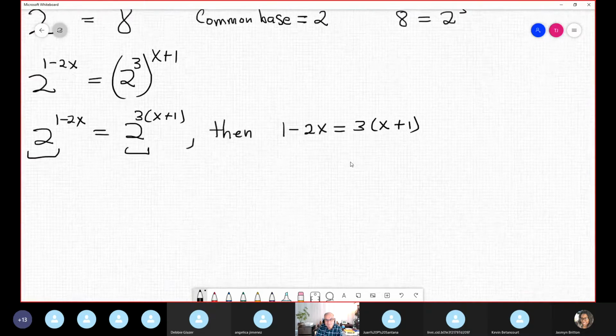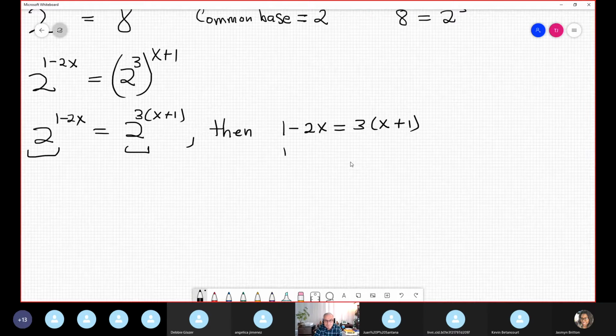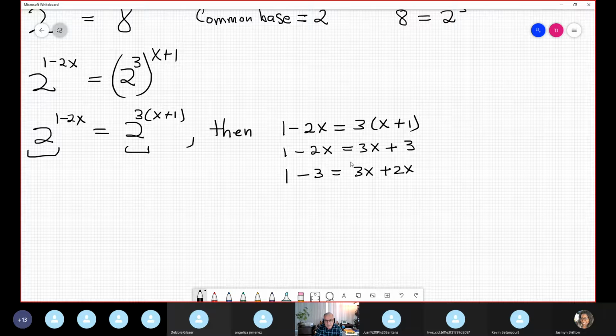Distribute the property. I try to solve for x. Suppose this one stays here. I move this 3 to the left, and this 3x stays on the right, and plus 2x, I move to the right hand side. We combine this into negative 2, and this is 5. Divide by 5 on both sides.